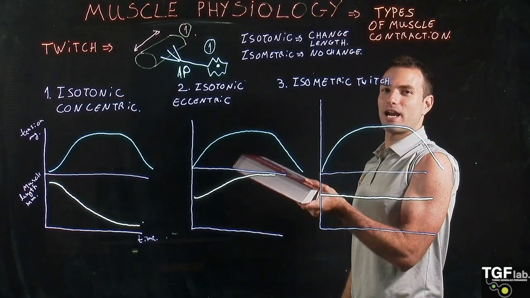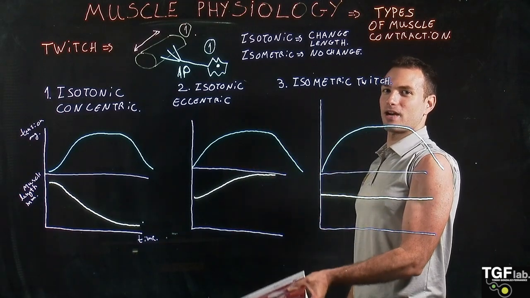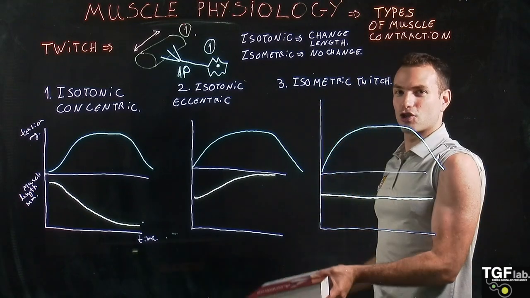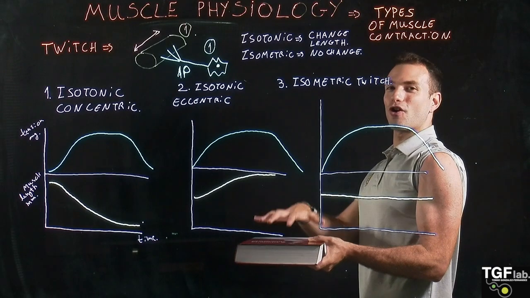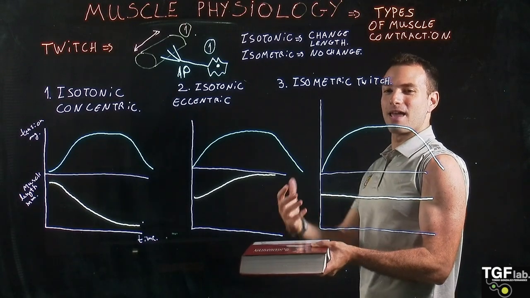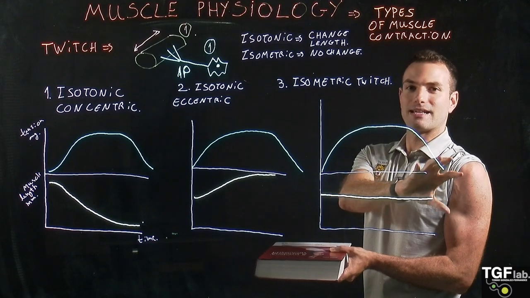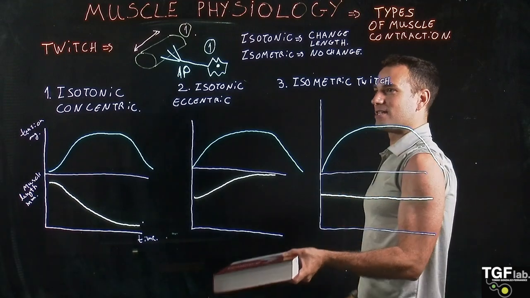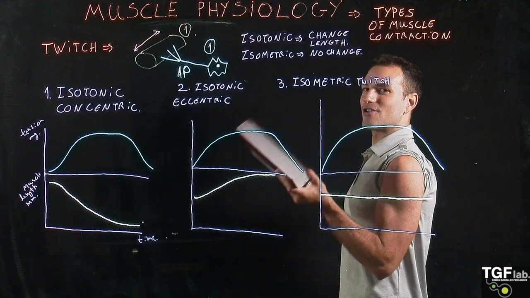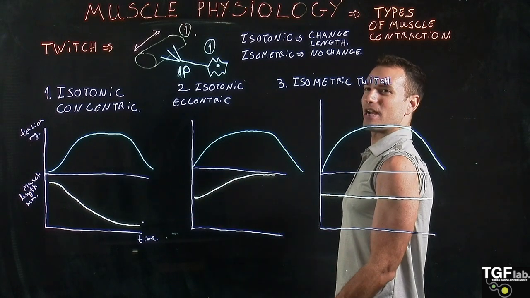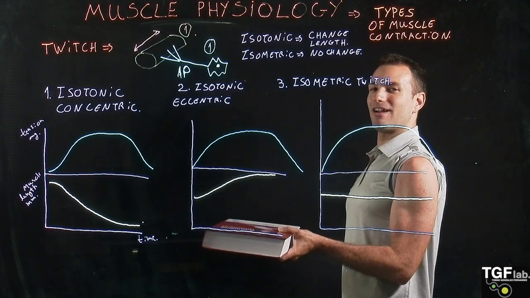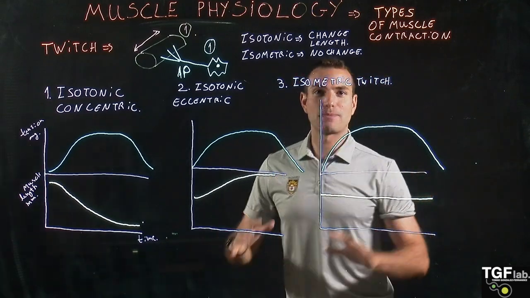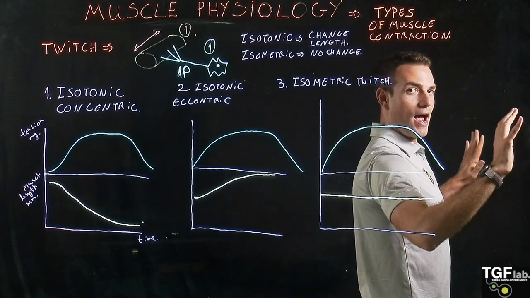So isotonic concentric, isotonic eccentric. But then with the bicep curl, we can also do the isometric twitch. If we just hold the book or the weight in this position for a really long time, we are still developing a lot of tension until we fatigue, but the length of the muscle is not changing, right? So again, we'll have isotonic concentric, isotonic eccentric, and then when we maintain it here like this, we'll have the isometric twitch.